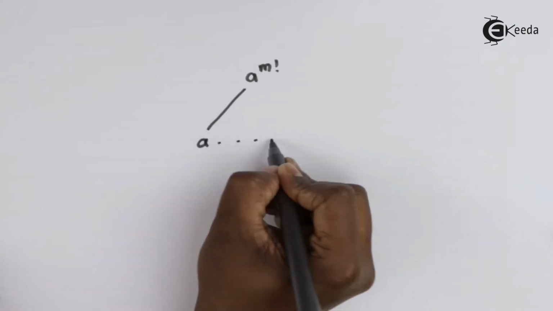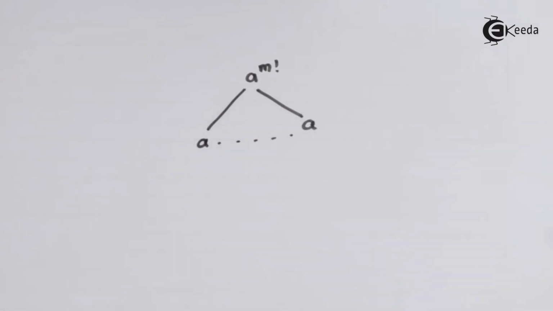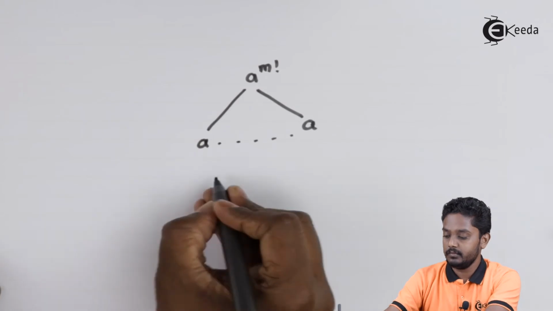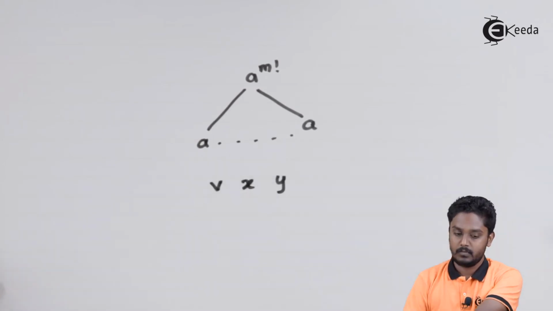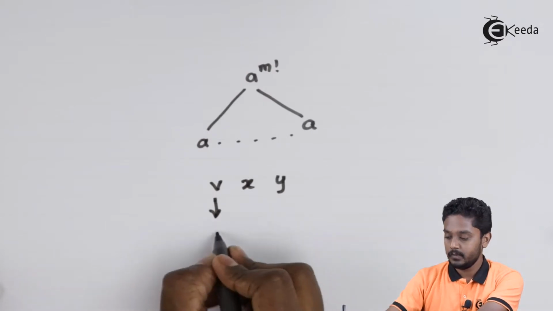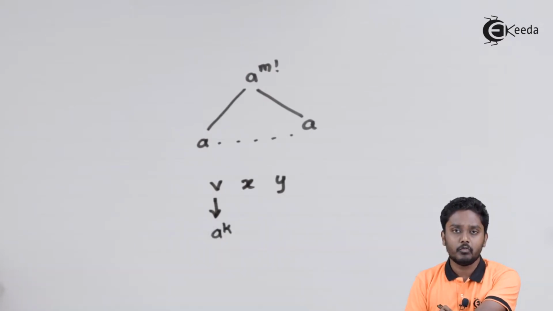If we expand it, it will be of the form a number of a's. No matter how we split it, we will get vxy of the following form, that is, v will be some number of a's, let us say a to the power k. Similarly, y will also be some number of a's, let us say a to the power l.